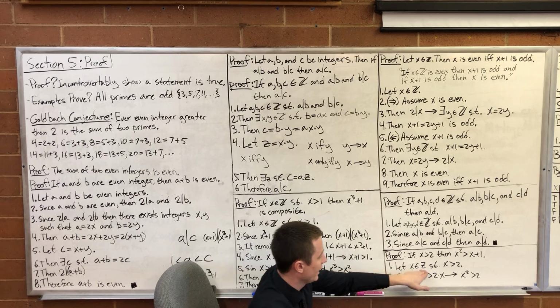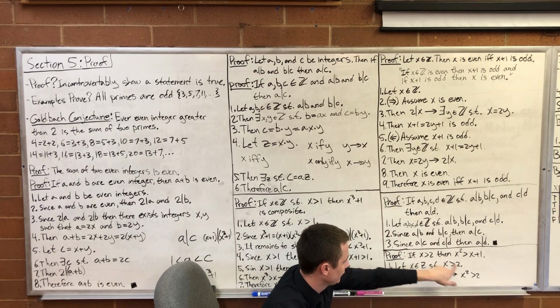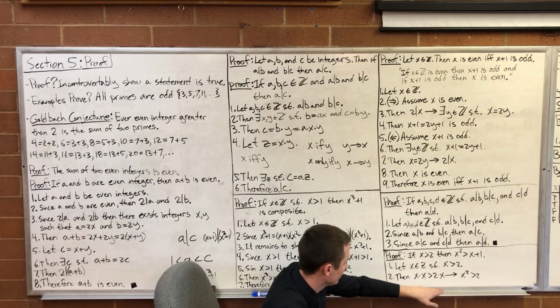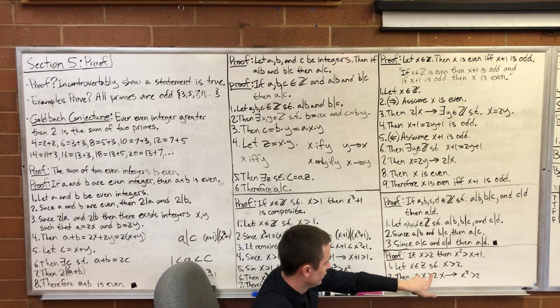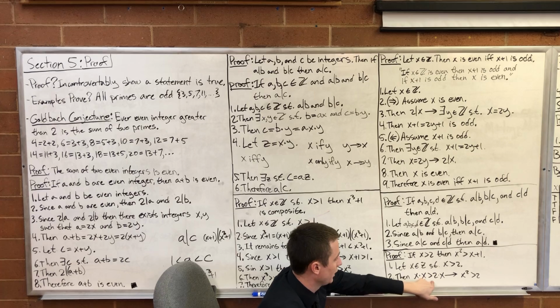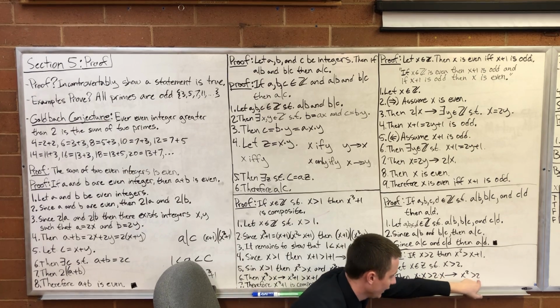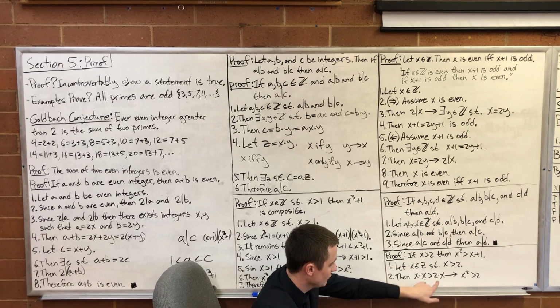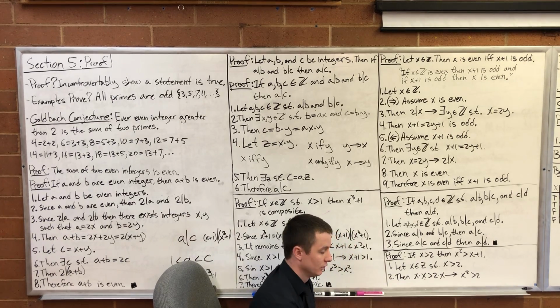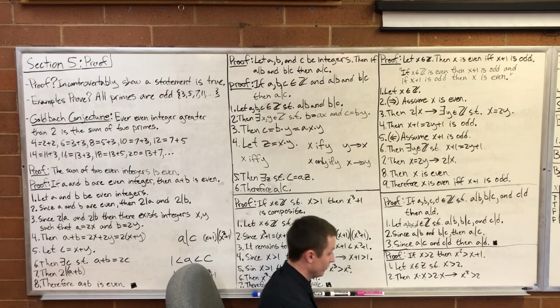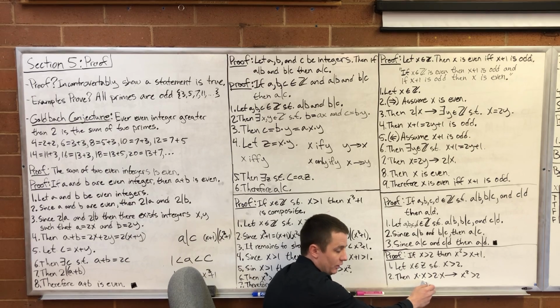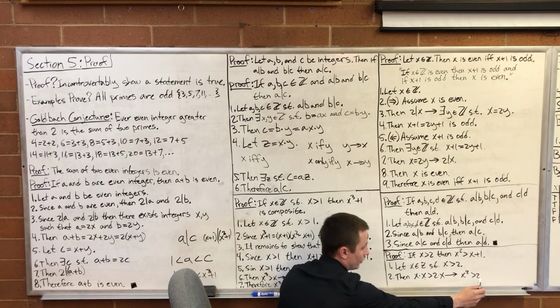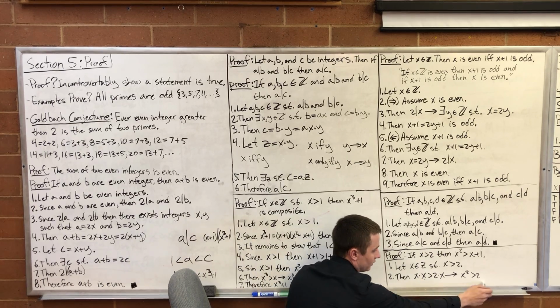Assume the antecedent, let x be an integer such that x is greater than 2. I forgot to say integers up there, but they're integers. Then, take this inequality, multiply both sides by 2, and you get x squared is greater than 2. You okay with going from this to this? x times x is greater than 2x, and 2x is greater than 2, so x times x is greater than 2.